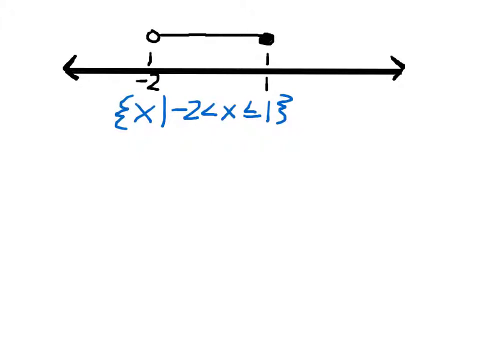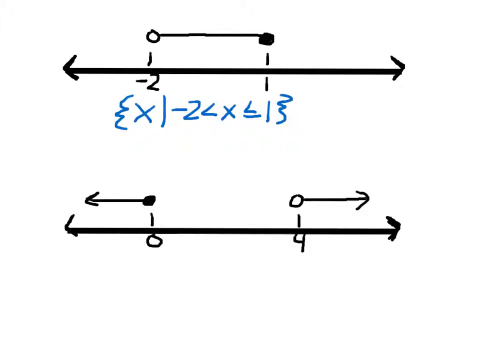Let's take a look at one more example. In this case, we have two arrows that are heading in opposite directions, and really we're talking about two intervals here. So we're talking about all numbers x such that x could be less than or equal to 0 because we have a closed circle, or x could be greater than 4, and we're not going to include the equal sign there because we have an open circle, and that's our interval notation.